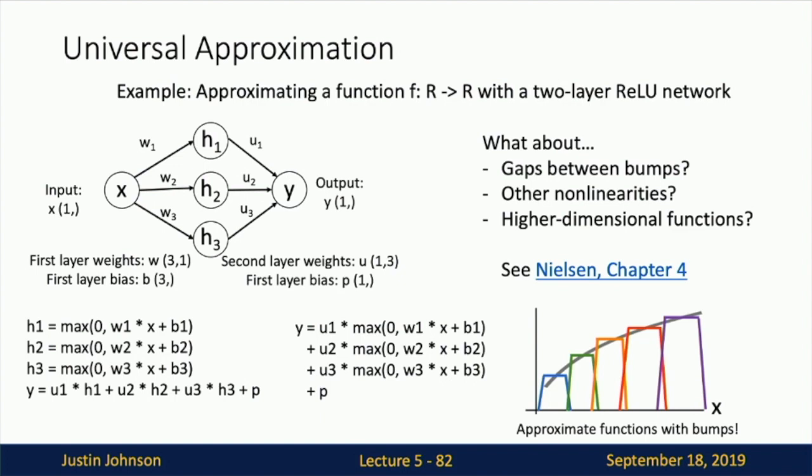You might ask about what's going on with the gaps between the bumps. You might ask about how you would deal with nonlinearities other than ReLU. You might also wonder how you could extend this analysis to higher dimensional functions, and not just one variable in and one variable out. I think we don't have time to talk about that in this lecture, but if you're interested in those questions, I suggest you look at this chapter in Michael Nielsen's book on deep learning that talks about universal approximation in a bit more detail.